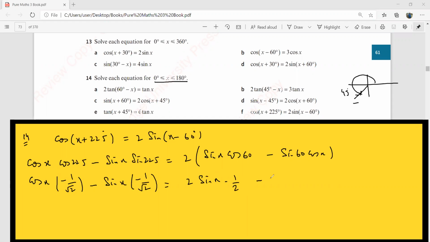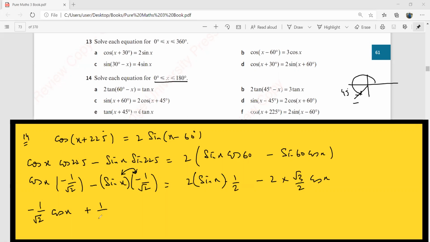And sine 60 is under root 3 over 2 cos x. Okay, so we have here minus 1 over under root 2 cos x plus 1 over, I should put a bracket around it. Whenever you have the angle, first of all, you must not be writing anything next to it, because you can yourself be confused. People normally multiply these two together when working during a test, okay?